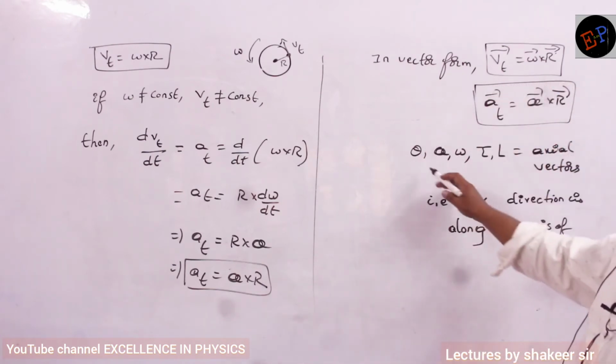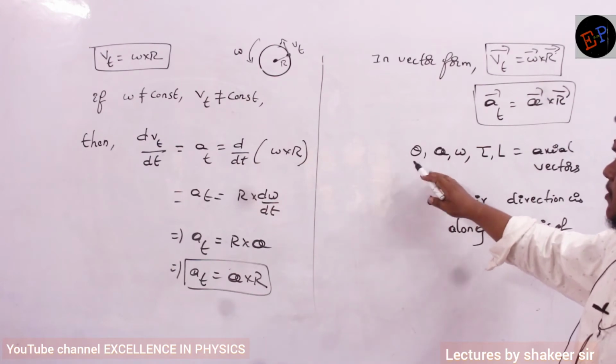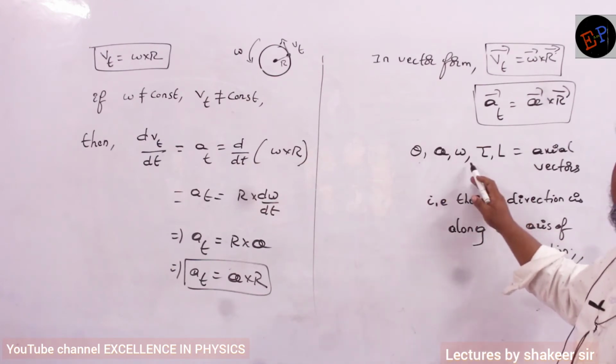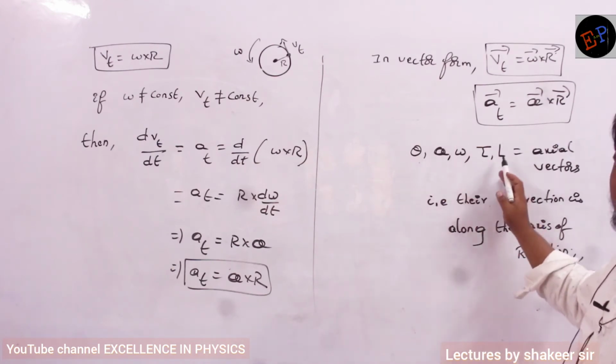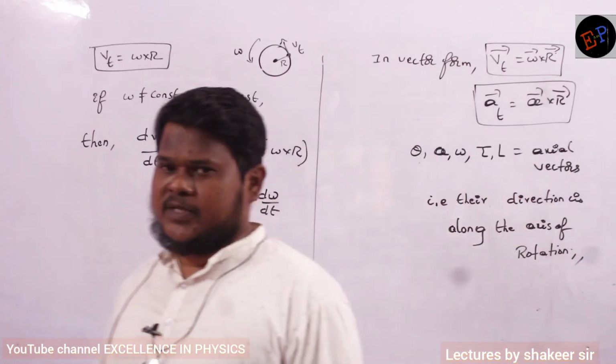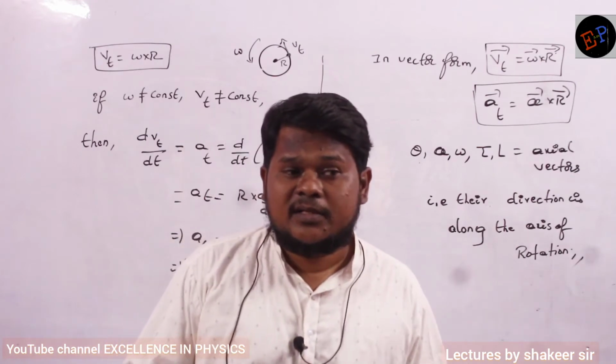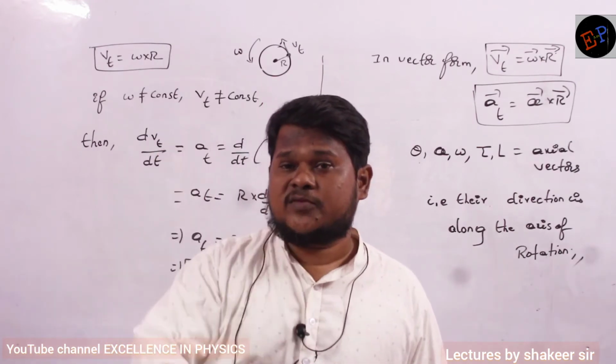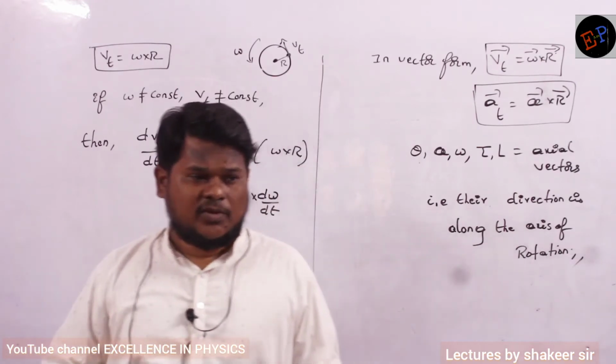Understood now? And theta, angular displacement, alpha, angular acceleration, omega, angular velocity, torque, angular momentum, all of them are which vectors? They are axial vectors. It means they are present along which direction? They are present along the axis of rotation. Are you able to understand?